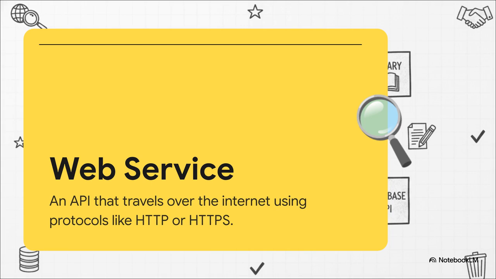To really grasp that rule, we first need to define what a web service actually is. A web service is simply a specific type of API that travels over the internet or a network using standard web protocols like HTTP or HTTPS. When MakeMyTrip talks to Indigo, that data is traveling over the internet. So that is an API, and more specifically, it is a web service.